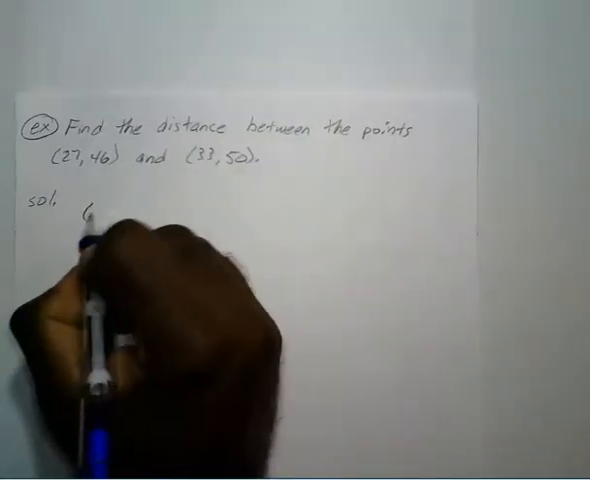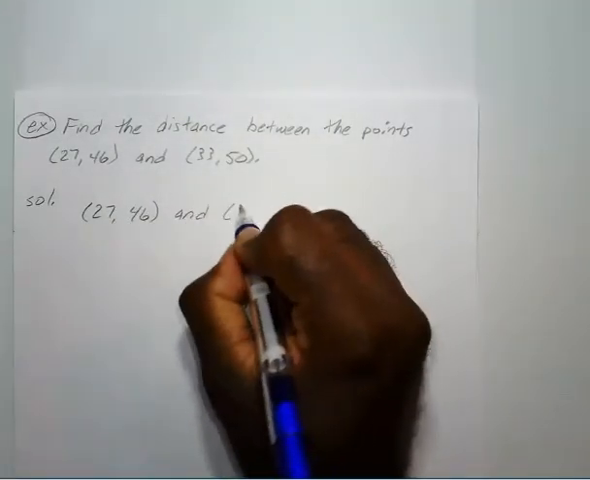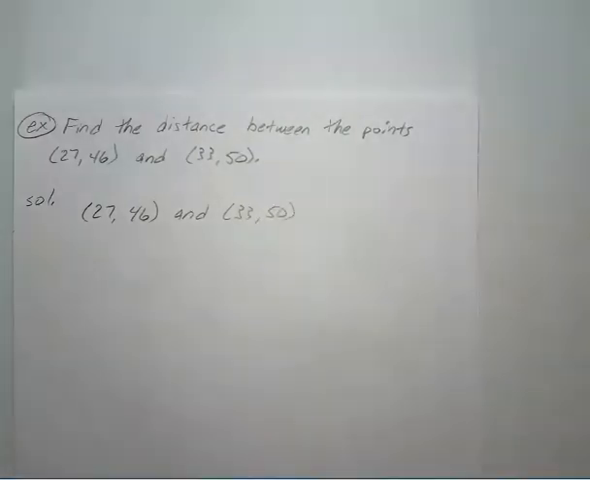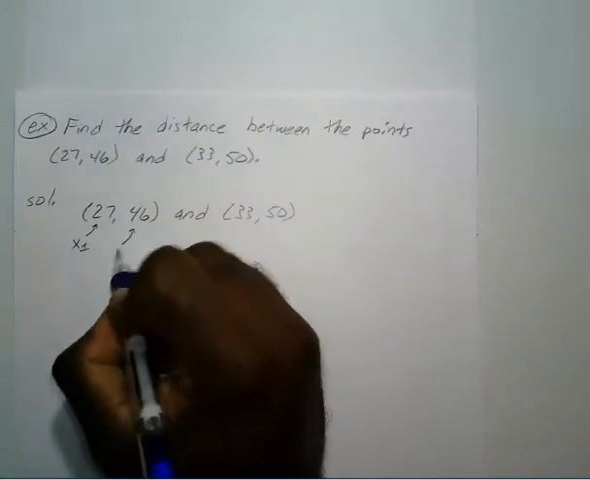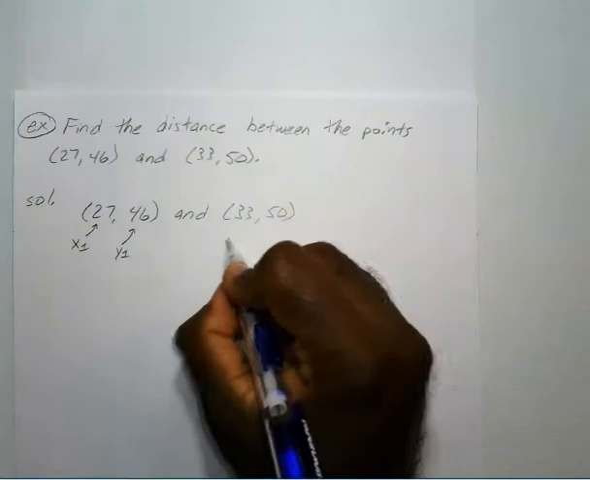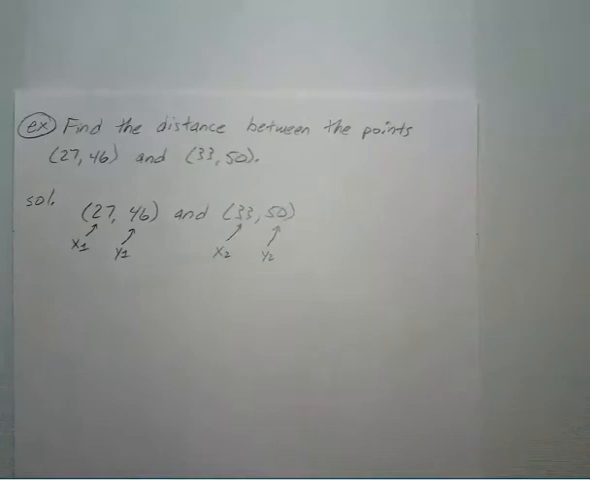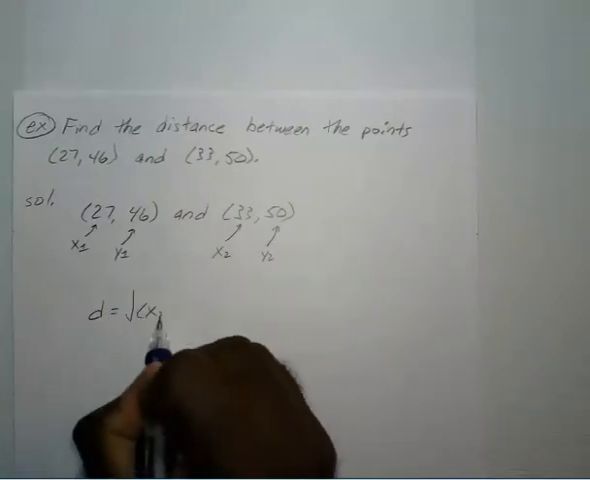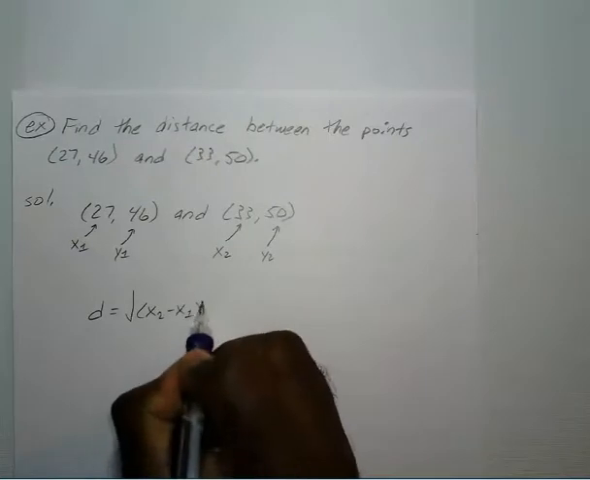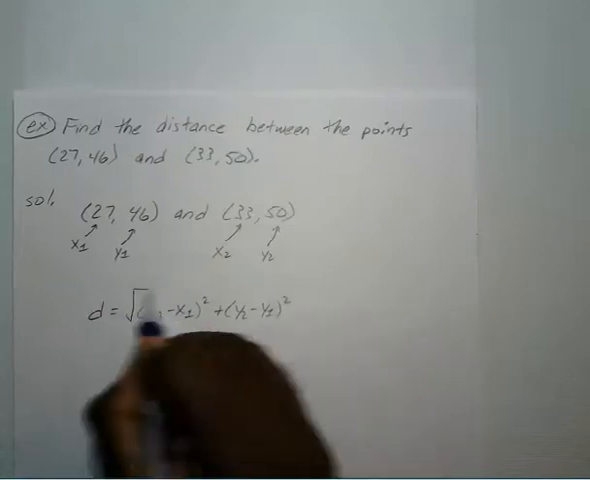Again, the first thing we want to do is assign our x1, y1 and x2, y2. I'll make 27 my x1 and 46 my y1, and 33 my x2 and 50 my y2, and just plug those into our formula. Remember, the distance is the square root of (x2 minus x1) squared plus (y2 minus y1) squared.